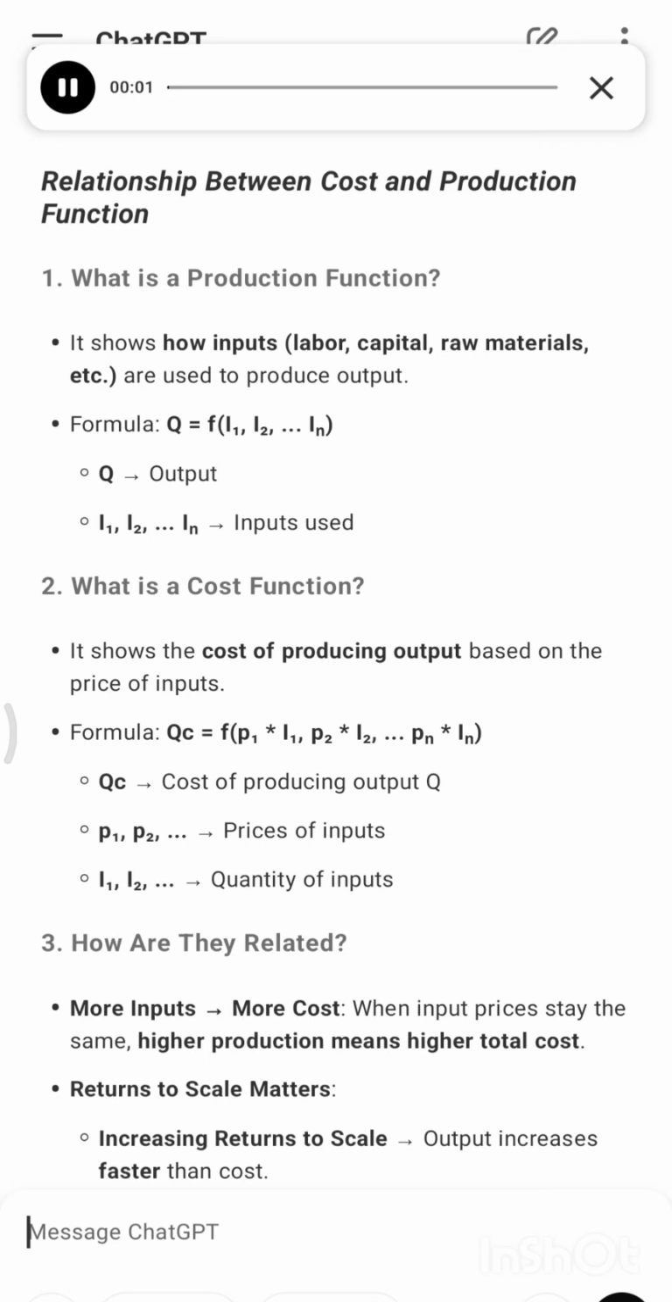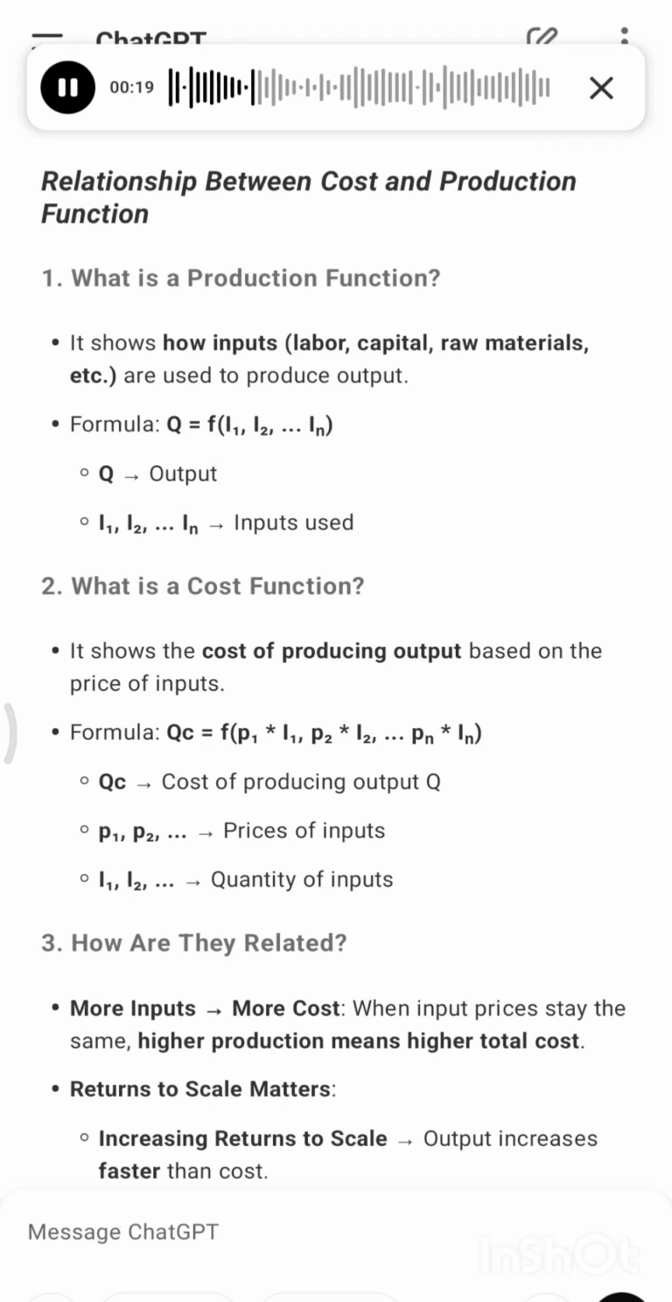Relationship between cost and production function. 1. What is a production function? It shows how inputs, labor, capital, raw materials, etc. are used to produce output. Formula: Q equals f(I1, I2, ..., In), where Q is output and I1, I2 are inputs used.